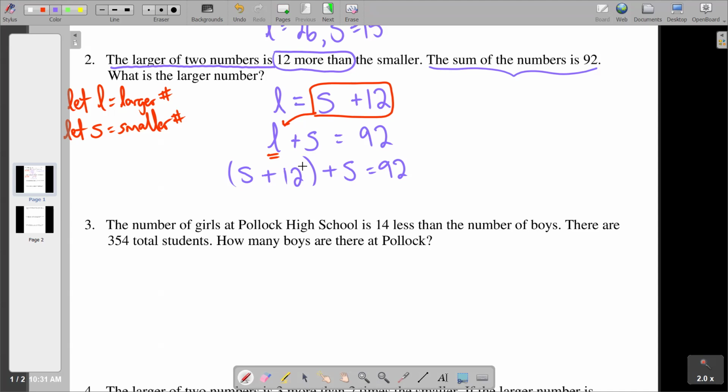Okay, now let's solve this equation. What do you see over here on the left-hand side? Well, let's put them together as an idea. What is S plus S? I like it. So now we have 2S plus 12 equals 92. Next step, subtract 12, and I'm going to kind of move up here. We get 2S equals 92 minus 12, which is 80. Last step, and 80 divided by 2 is 40.